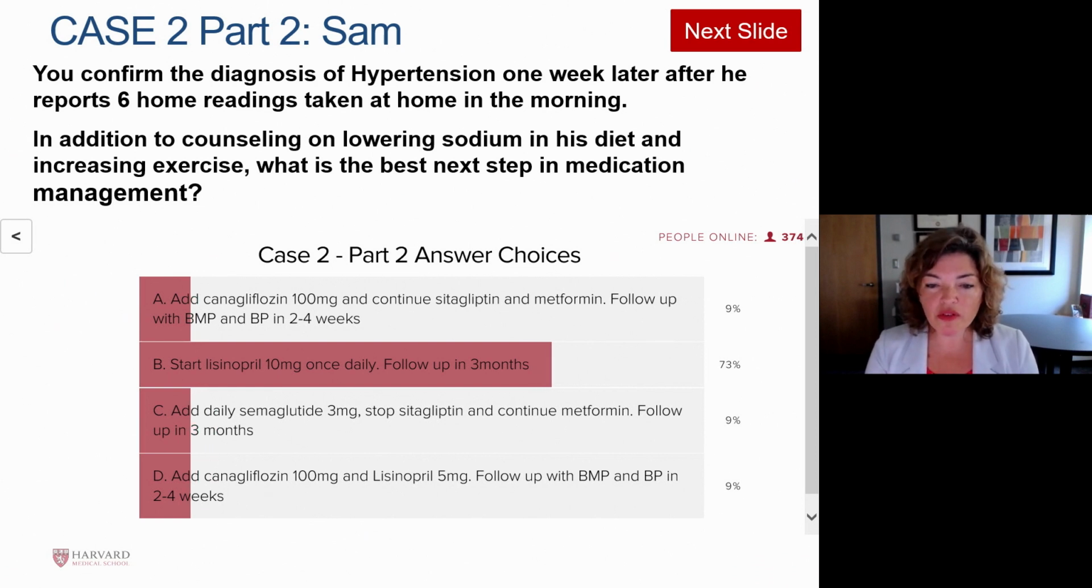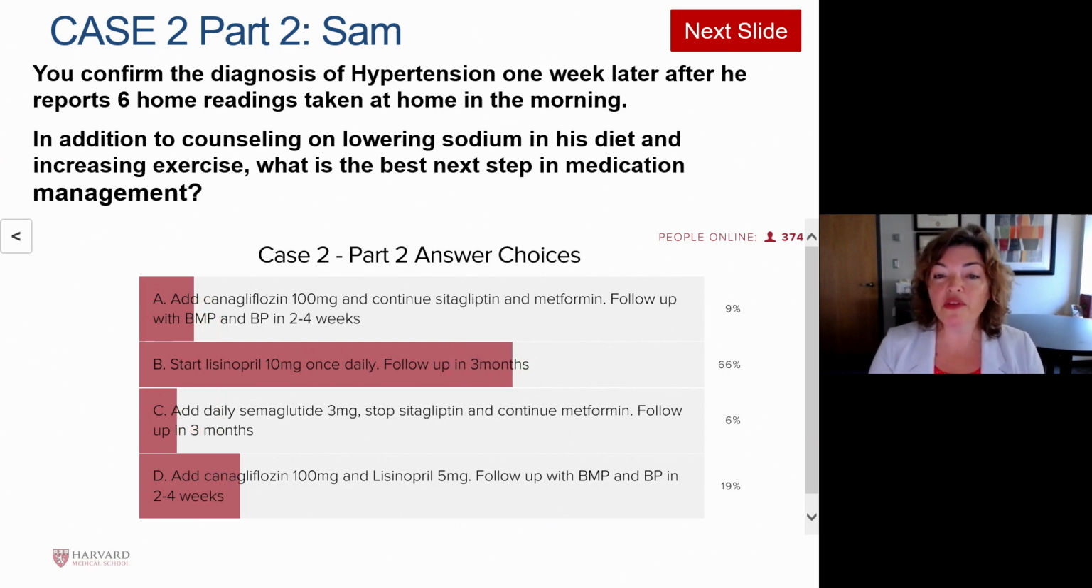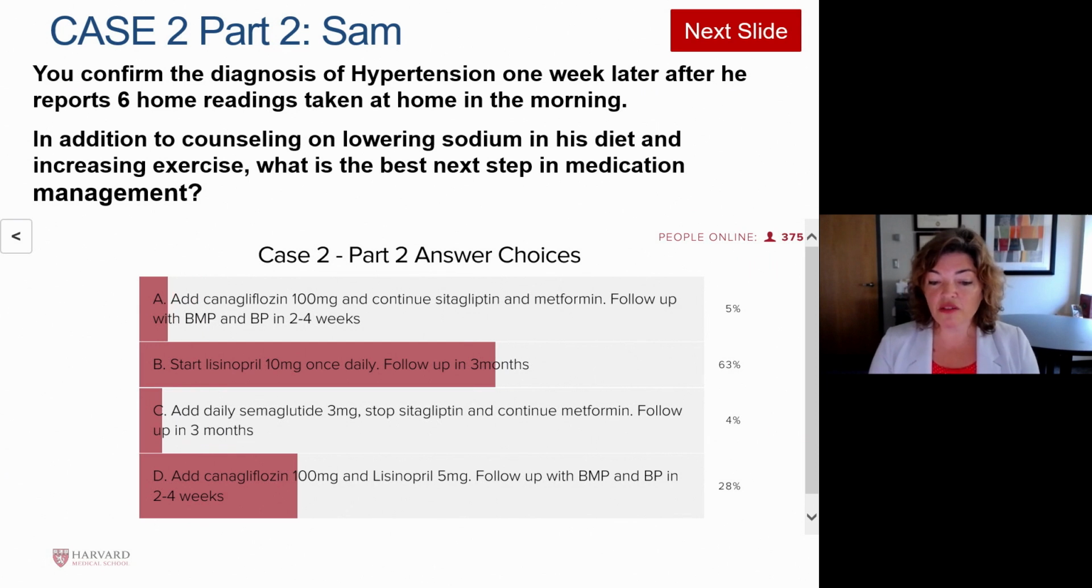So you have options. You could add an SGLT2 inhibitor and continue the sitagliptin and metformin. You could start the lisinopril. You could add a GLP-1 receptor agonist, stop the sitagliptin because they are both incretin therapies, and continue metformin. You could add canagliflozin and an ACE inhibitor and follow up with a basic metabolic panel and blood pressure.